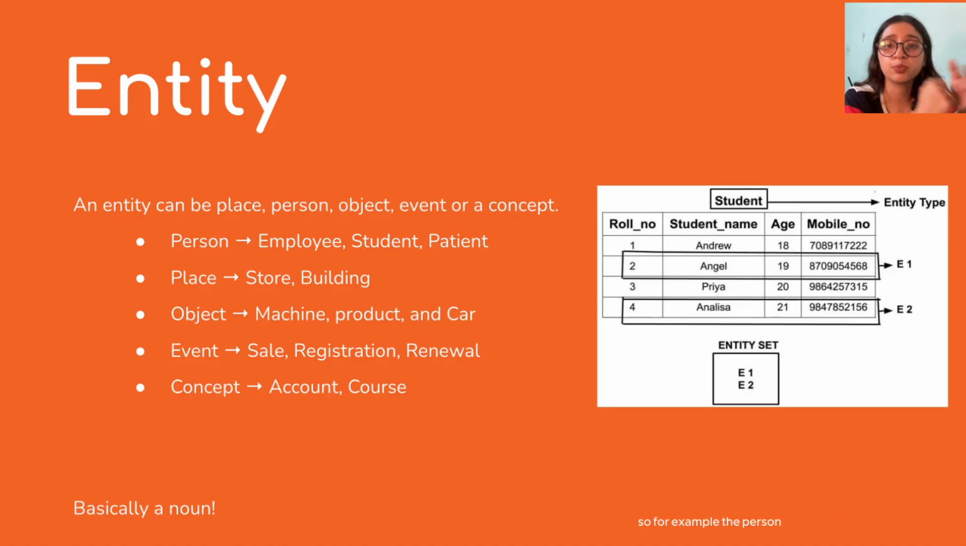For example, a person, an employee, a student, a patient, a user, they can be an entity. A store, a building, any place can be an entity. A machine, a registration, an account, a course, a profile, anything can be an entity.